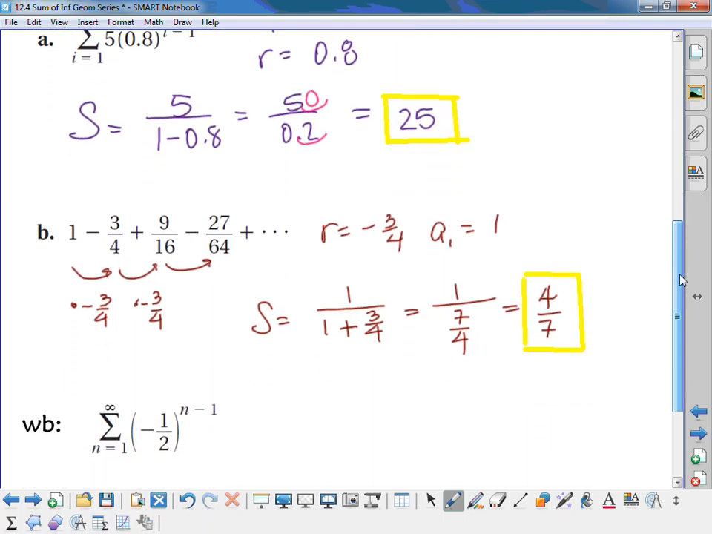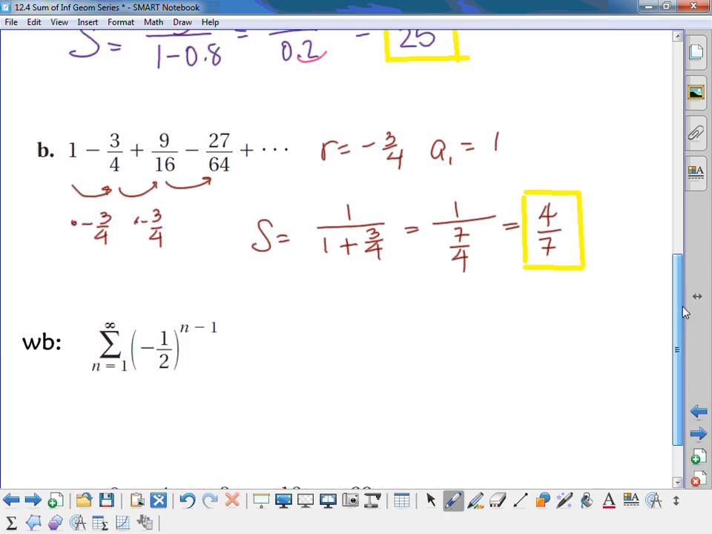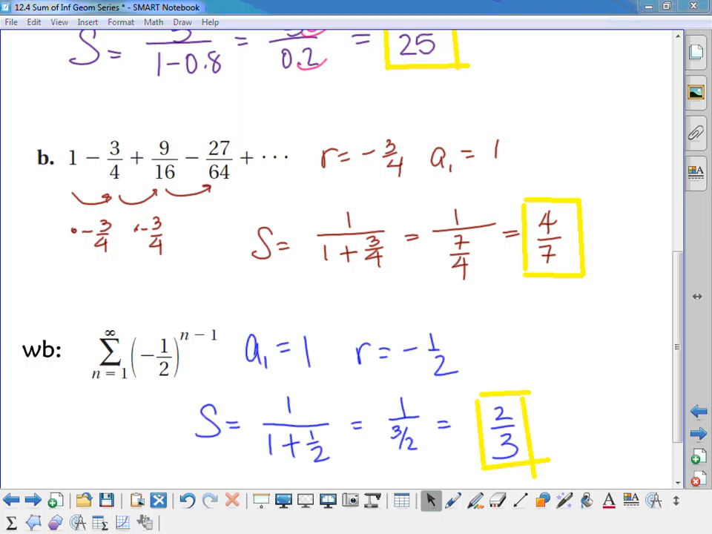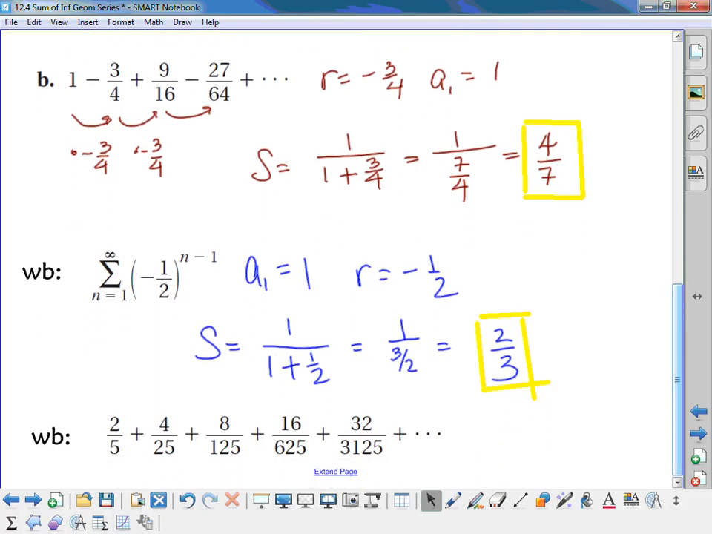All right, here's one for you guys to try on your own. Okay, as I was walking around, it looks like you guys all got that. A sub 1 was 1, and the ratio was negative 1/2, and so when you plug it into the equation, you get 2/3. All right, and here's one more for you guys to try on your own.